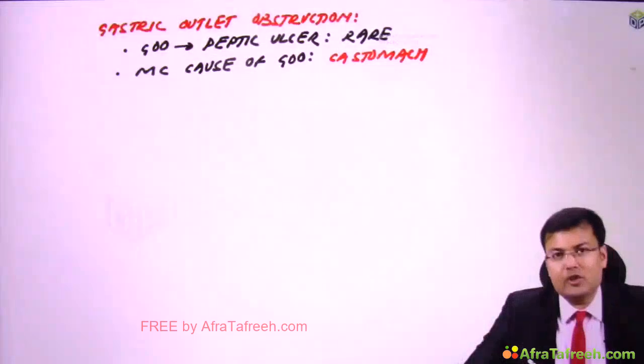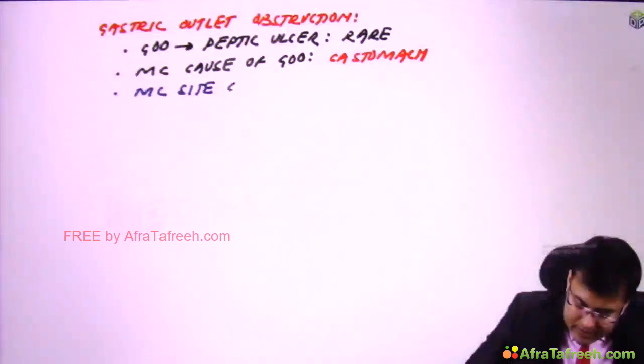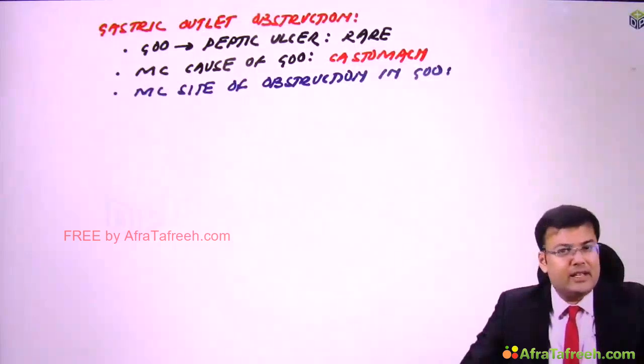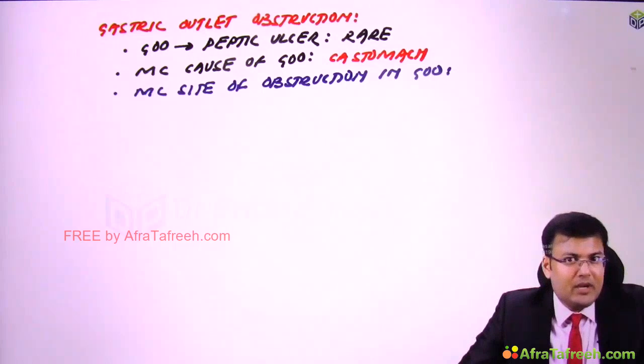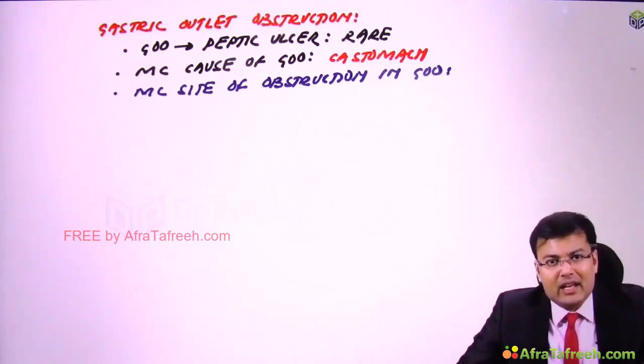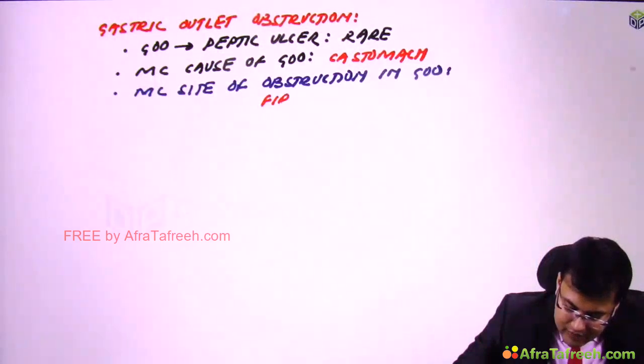Next question, most common site of obstruction in gastric outlet obstruction. Now this is a very easy question. What is the most common site of peptic ulcer? It's the first part of duodenum, and that is the site of gastric outlet obstruction. So it's the first part of duodenum.